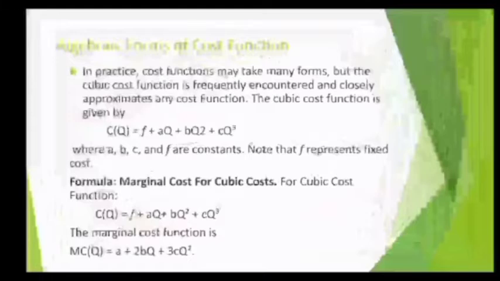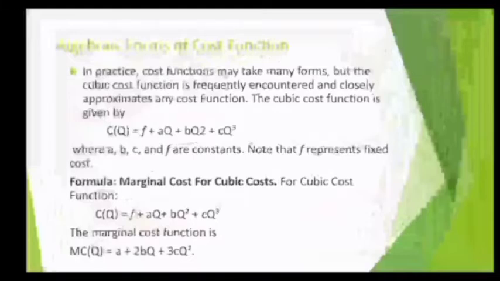For cubic cost function, C(Q) is equal to F plus AQ plus BQ raised to the power of 2 plus CQ raised to the power of 3. The marginal cost function is MC(Q) is equal to A plus 2BQ plus 3CQ raised to the power of 2.